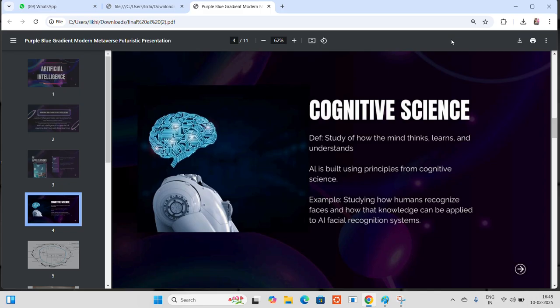See, AI is built using these principles. Generally, how we humans think, how we humans learn, and how we humans understand, all this is collected and all the data is given to the AI and it is trained. We humans recognize human faces in different ways. All this data set is given to the AI and trained. Now this AI identifies human faces in a facial recognition system by drawing patterns and using algorithms. This is all about cognitive science.